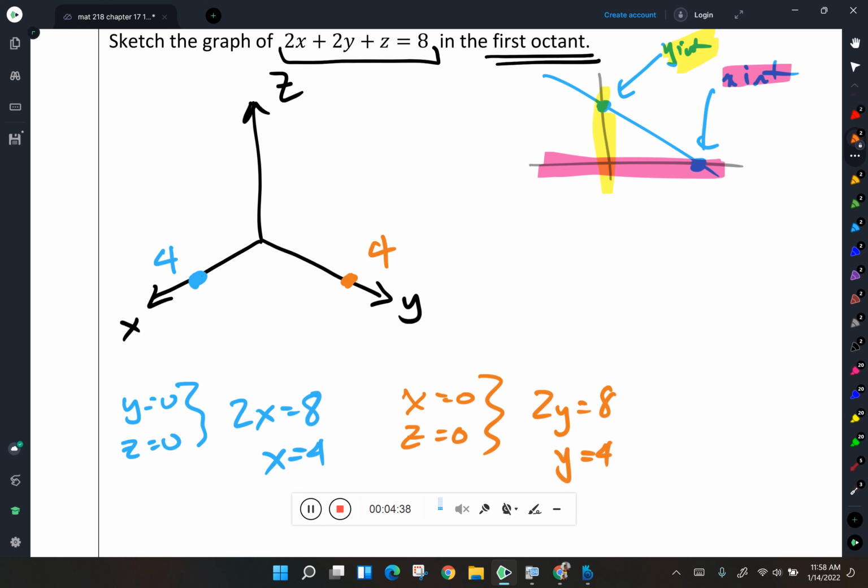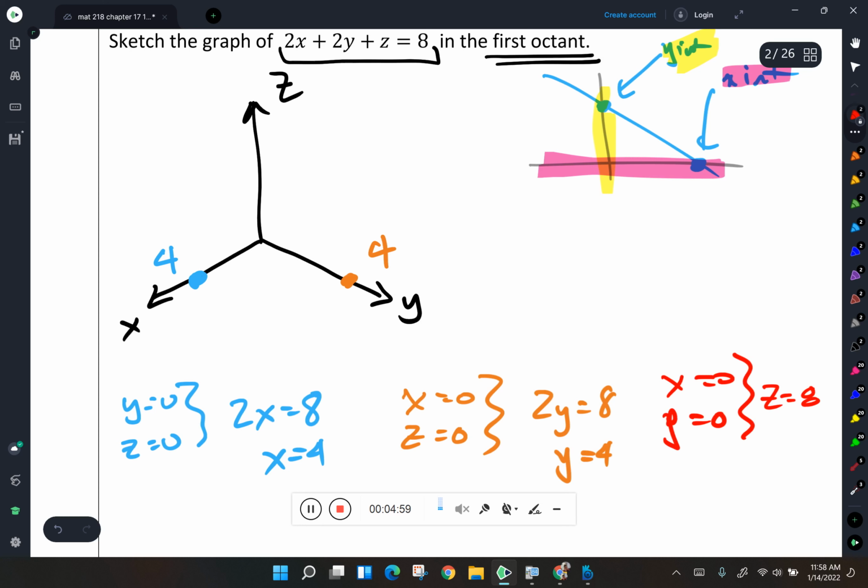Now if this was 2 dimensions, I would just say, okay, draw a line that connects those two. But it's 3 dimensions, so it's not just a line. Okay. Now I need to find that z-intercept, or where it's going to cross that z-axis, and so that's going to be when x is 0 and when y is 0. And putting those in, I just get the equation z equals 8.